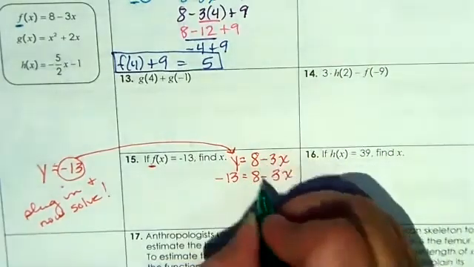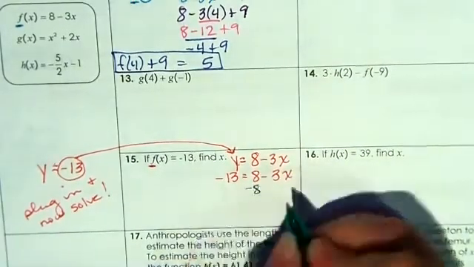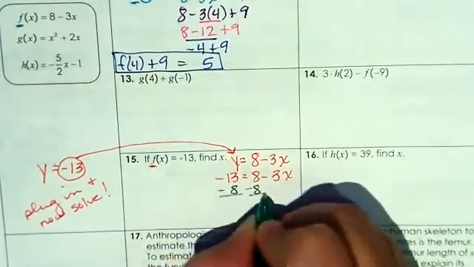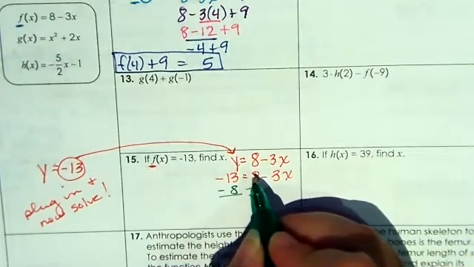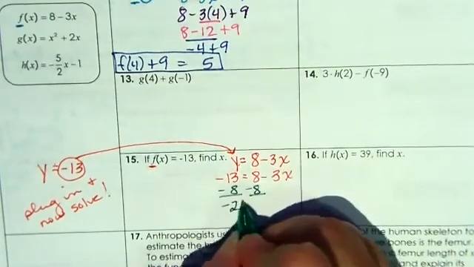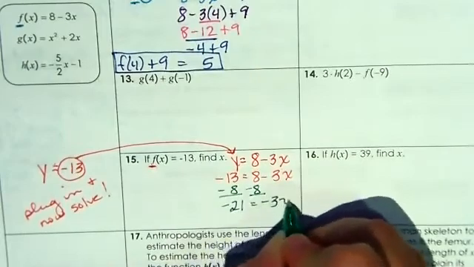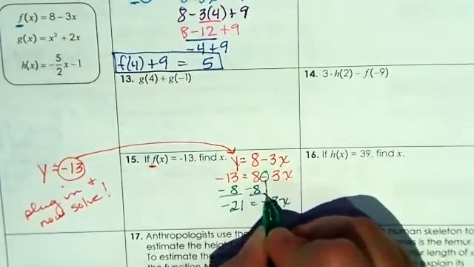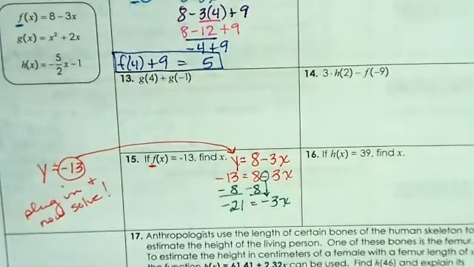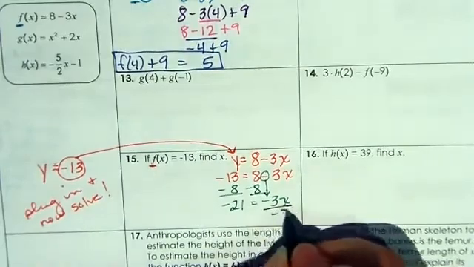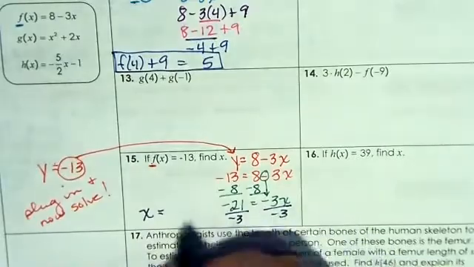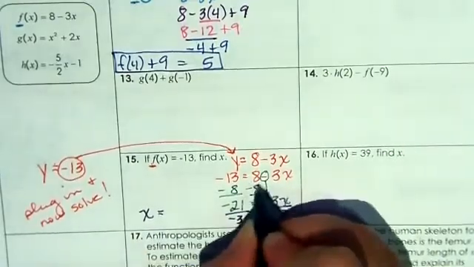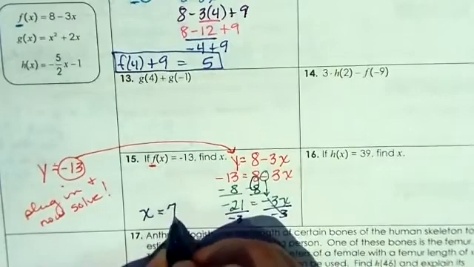And we solve. So I'm going to subtract 8 from both sides, and I end up with negative 21 equals a negative 3x. Be careful. Remember that negative, because some of us still like to forget that. And then we divide by a negative 3, and we end up with x equals, that cancels, that zeroes out, 7.